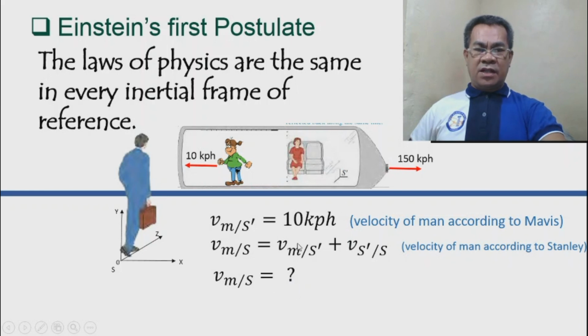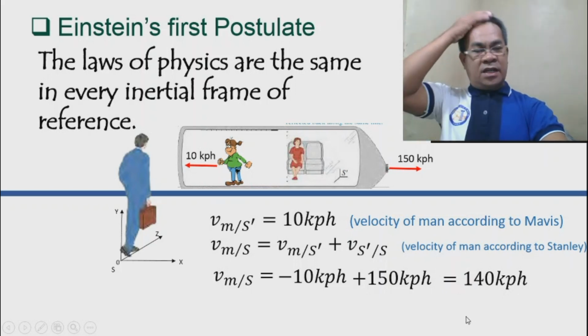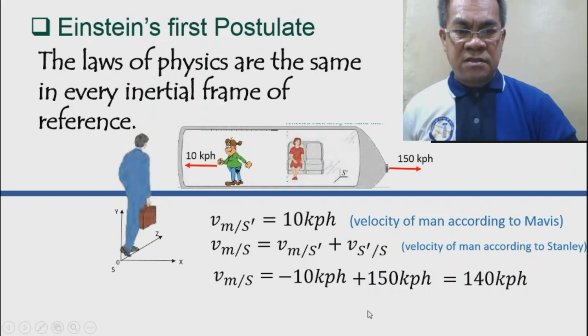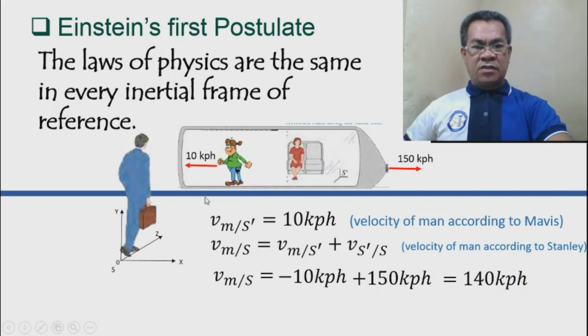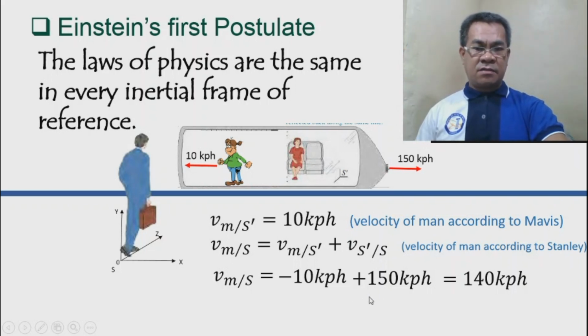So, substituting the values, the man's velocity with respect to Mavis becomes a negative velocity. Why? Because this is in reverse direction. And this will be added to the same 150 kilometers per hour. And according to Stanley, the velocity of the man is 140 kilometers per hour. Therefore, different observers have different answers because velocity is relative to the frame of reference. But they are both correct.